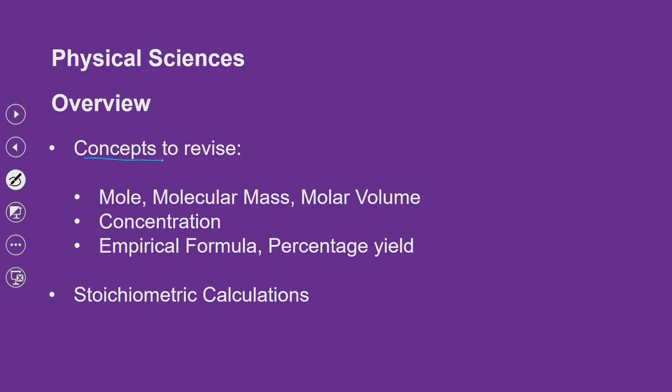We have a couple of concepts to revise. That is the mole. We're looking at molecular mass, molar volume. We're going to talk about concentration, empirical formula, and then percentage yield. And of course, as usual, we're going to look at a couple of calculations on stoichiometry.